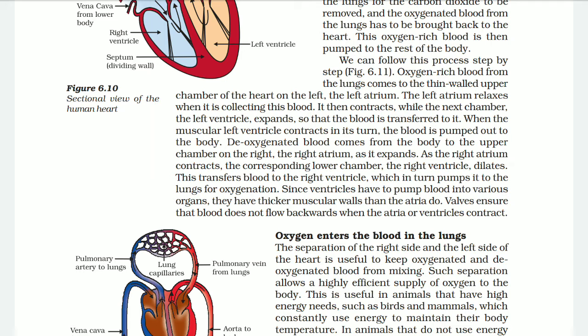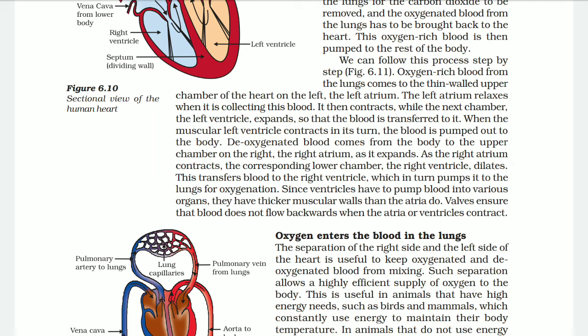Deoxygenated blood comes from the body to the upper chamber on the right hand side, that is the right atrium, as it expands. As the right atrium contracts, the corresponding lower chamber, the right ventricle, dilates. This transfers the blood to the right ventricle, which in turn pumps it into the lungs for oxygenation.